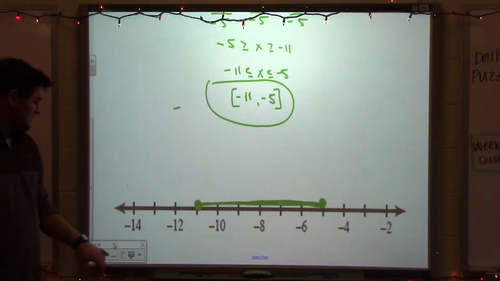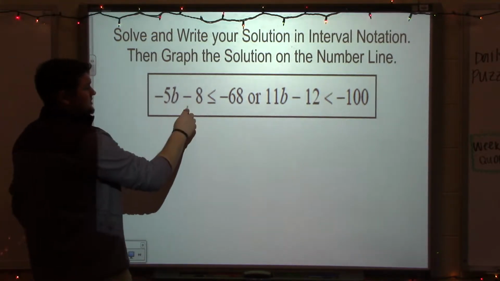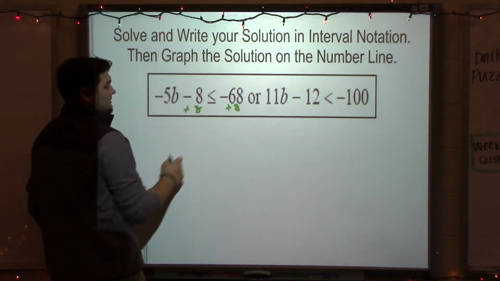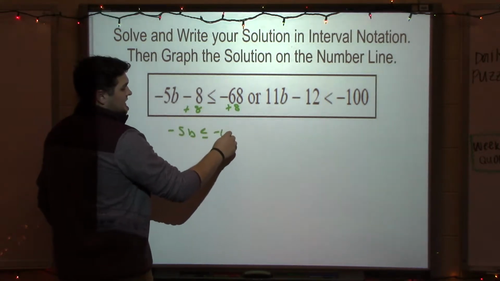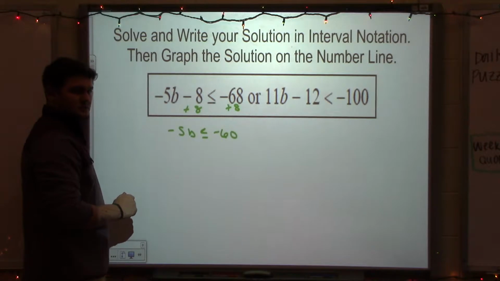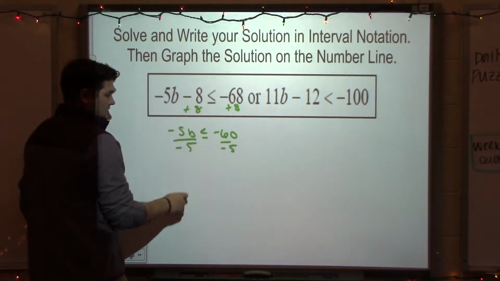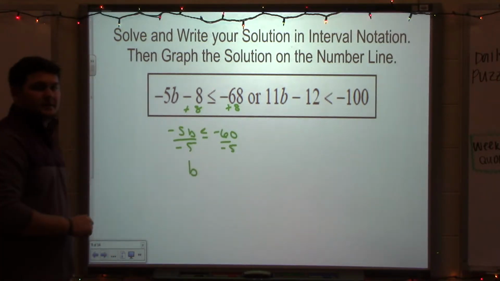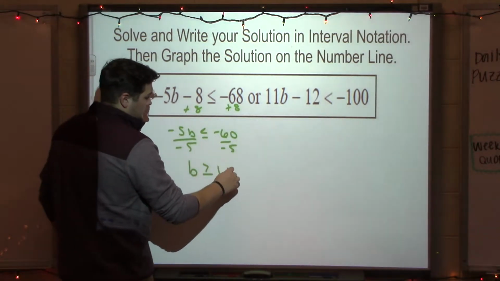Alright, let's try another one. Solve and write your solution in interval notation. So now it's an OR problem. So we're still going to solve them, now we're going to solve them separately. Negative 5b less than or equal to negative 60. Divide by negative 5. Uh-oh. Dividing by a negative again. Make sure you flip your sign. B is greater than or equal to 12.